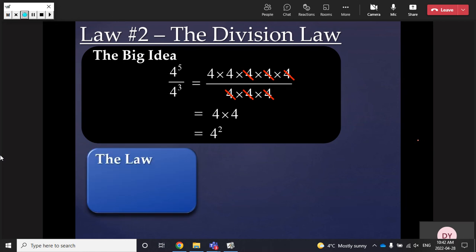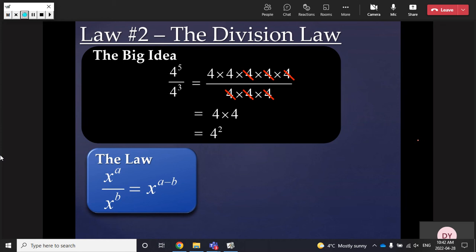So here's the law. If we have base x to the exponent a, any number, divided by x to the exponent b, what we can do here is say x to the exponent a minus b. We're just subtracting the exponents there. And we're not shocked by that because when we multiply, we add. When we divide, we subtract the exponent. Just like multiplying and dividing are opposites, adding and subtracting are also opposites.